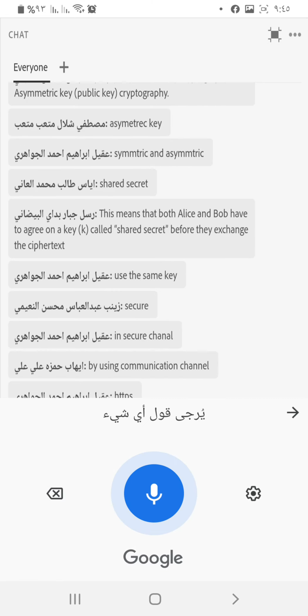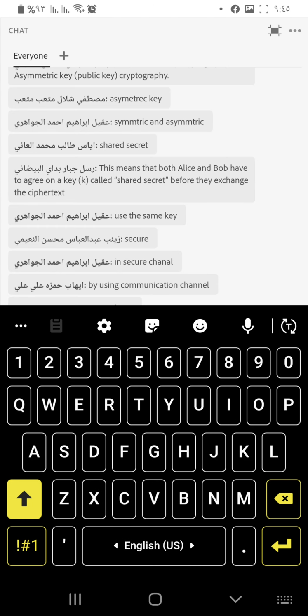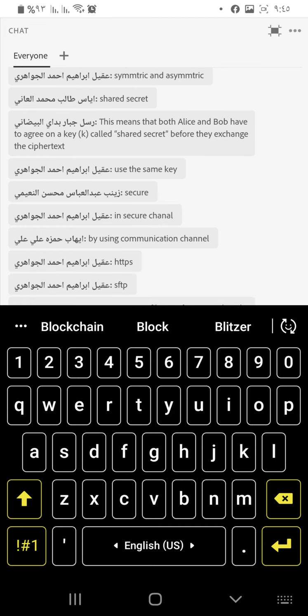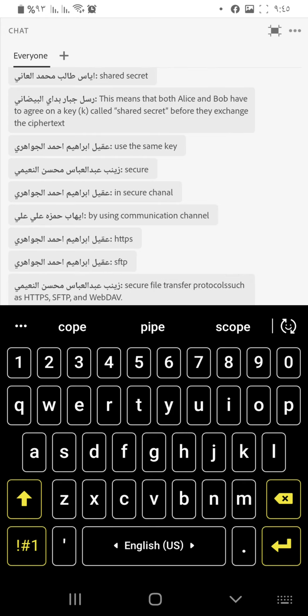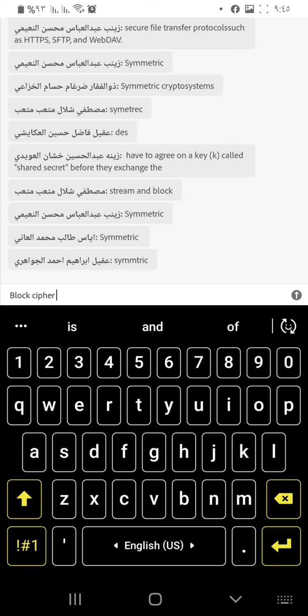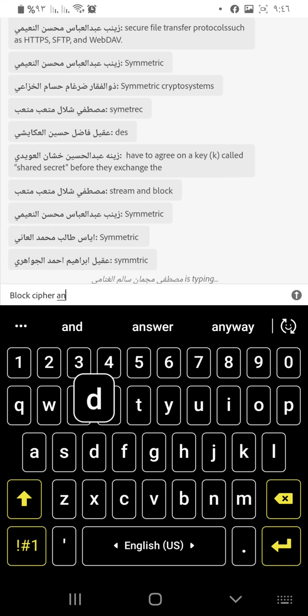Which type of cryptography is preferable when the data size is huge? When we deal with a huge size of data, which one is preferable? Yes, it's symmetric. Ayaz Taleb and Zainab Abdul Abbas. That's right.